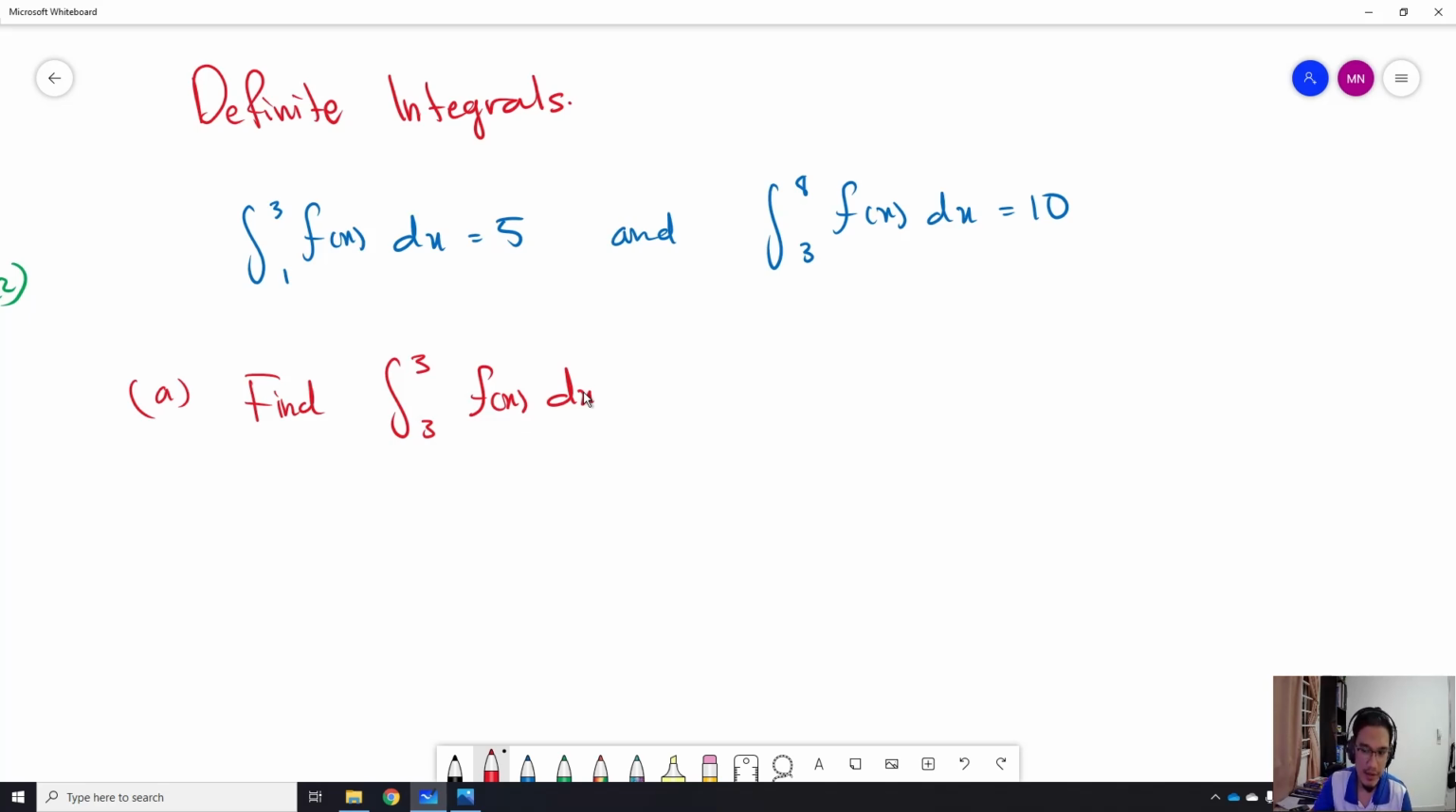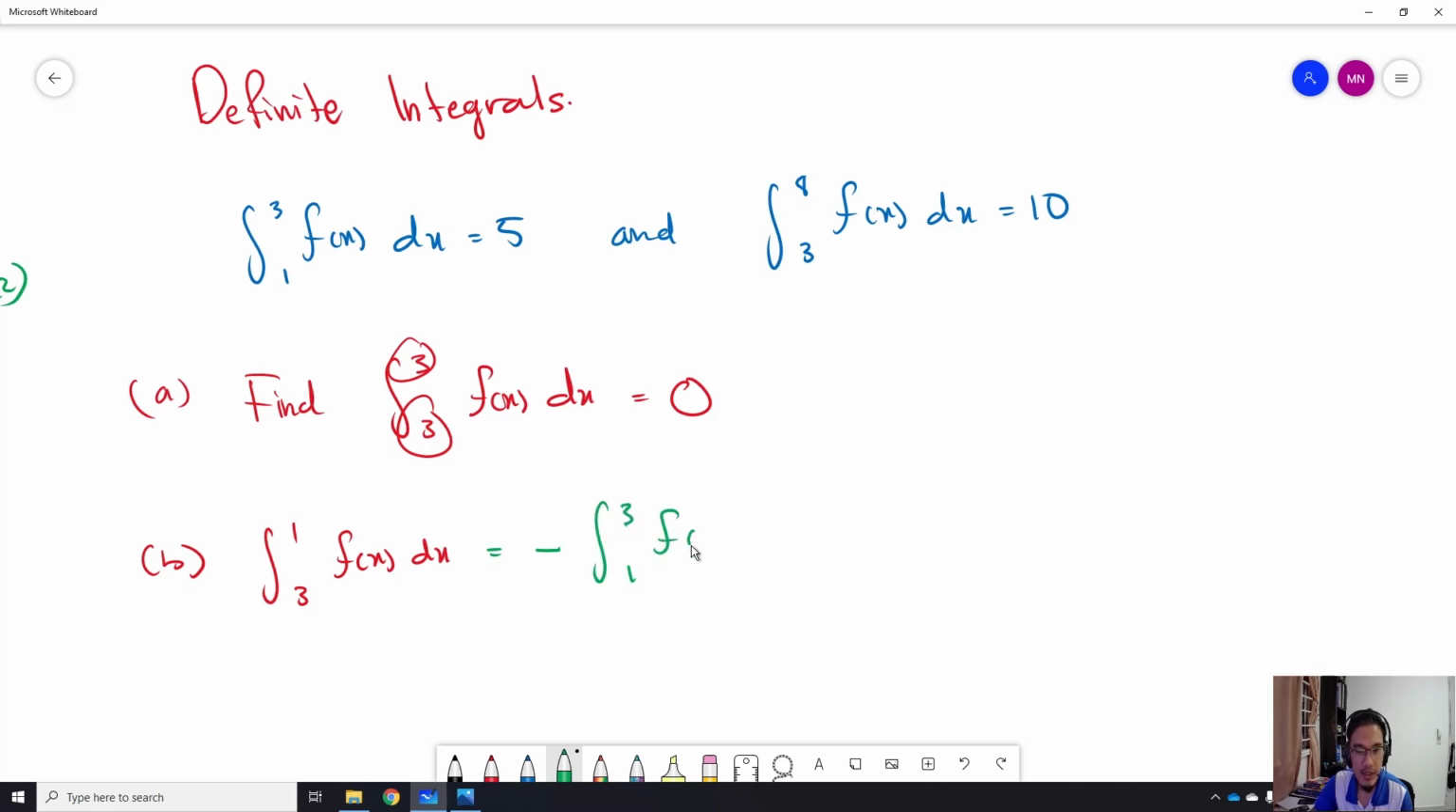Since it is the integral from 3 to 3 of f(x) dx, it means the area under the graph under the line of x equal to 3. So when 3 is equal to 3, the area under the graph will be equal to 0. Okay, so for B, find the integration from 1 to 3 of f(x) dx. Our given example is the integration from 3 to 1 of f(x) dx, but the question is from 1 to 3. So when this happens, it is equal to negative the integral from 3 to 1 of f(x) dx. So our answer is equal to negative 5. It means it is the opposite of the integration of the function.